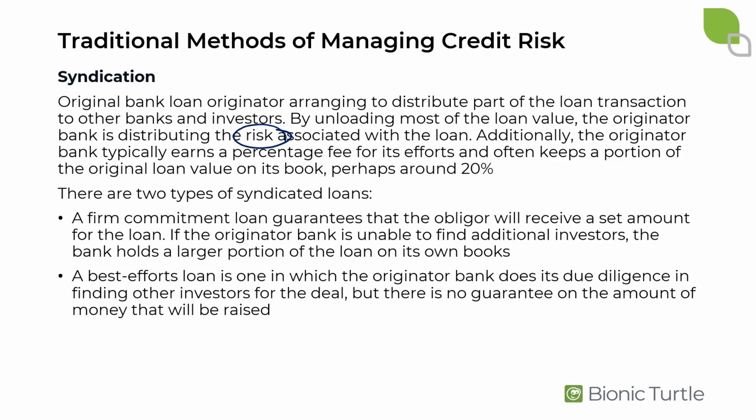2 types of syndicated loans to be aware of: firm commitment and best efforts. In a firm commitment, the bank is guaranteeing that they'll be able to distribute the loan and get the funds. If they can't, they'll have to take it on themselves. It'll stay on its own books. Worst case scenario, nobody is interested. They have to take the entire loan on. Best efforts, they promise they'll try to find other investors. If they can't, then there's no guarantee that that money will be raised. Very similar to those terms in the equity markets.